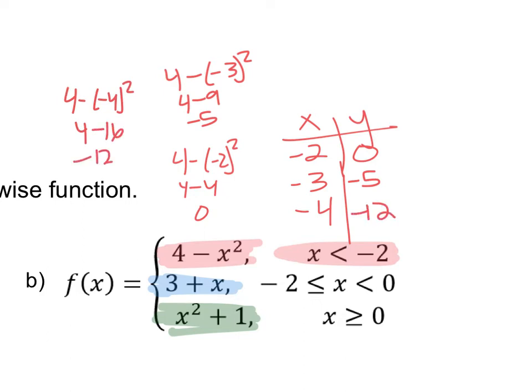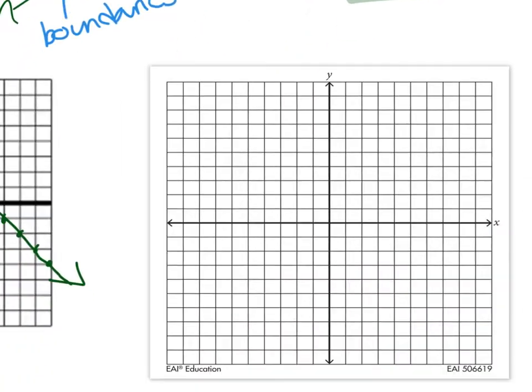So this gives me some ordered pairs that on my graph I know is going to be a part of this first equation, and I only did it up to this negative 2. And on my negative 2, I'm going to have an open circle because it's not equal to. So I'm going to go ahead and plot these points. I'm going to put an open circle on negative 2, 0.